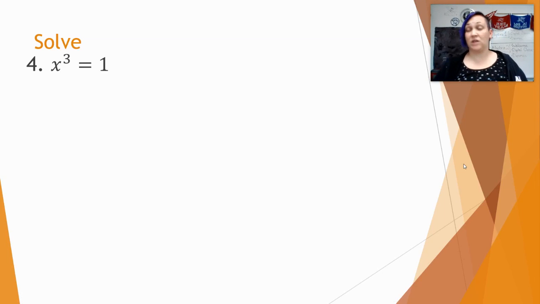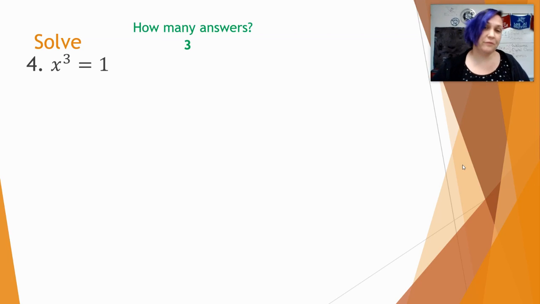In this problem, it's not factored, so not in standard form. But I can tell how many answers I will expect. I will expect to get 3 answers to this question. They might be real, they might be imaginary, there might be multiple of the same answer, right? We don't know that, but we know that there's 3 answers.